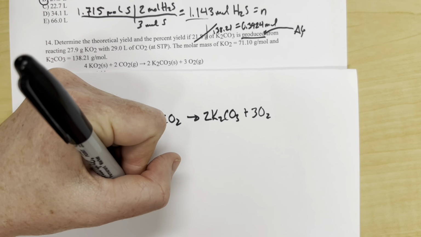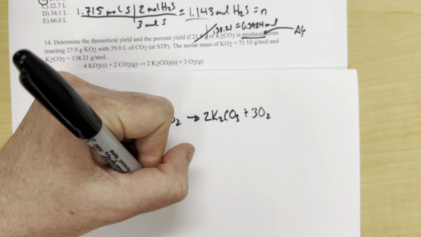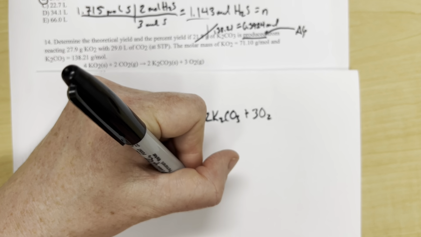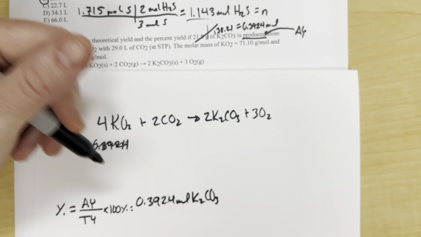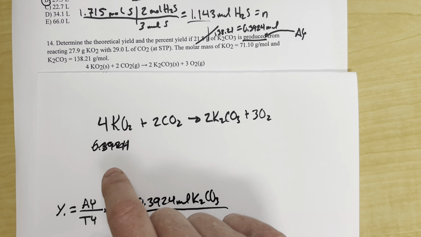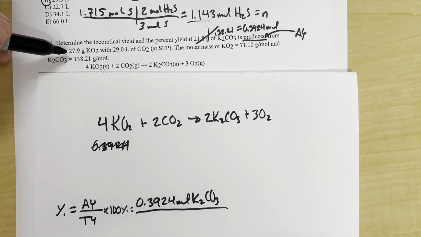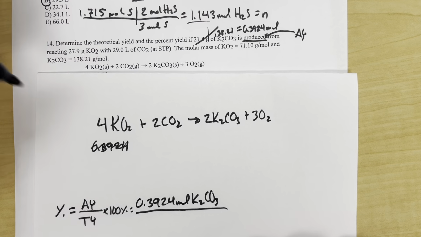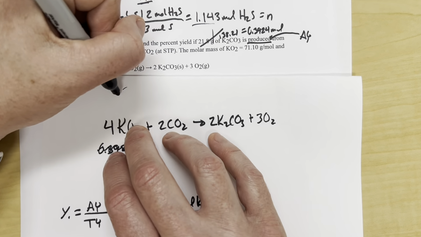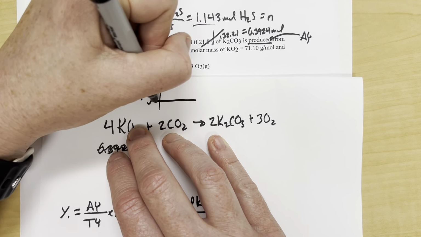In other words, we actually know 0.3924 moles of K2CO3 is half of our problem. We're already halfway done. All right, so now let's go ahead and read it. It says from reacting 27.9 grams of KO2. I put it in the wrong spot anyways, looking through the camera lens instead of the paper.